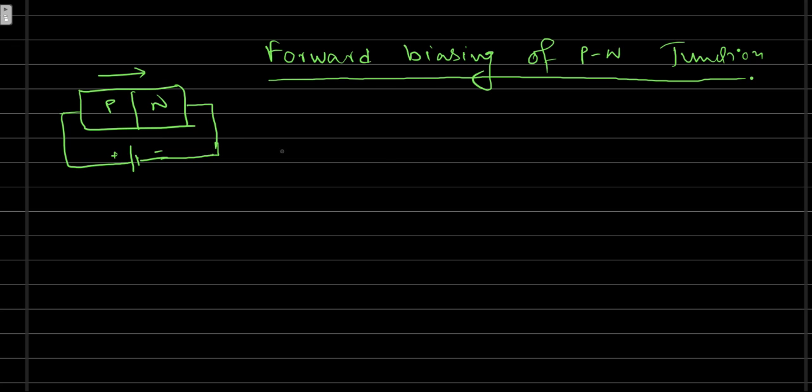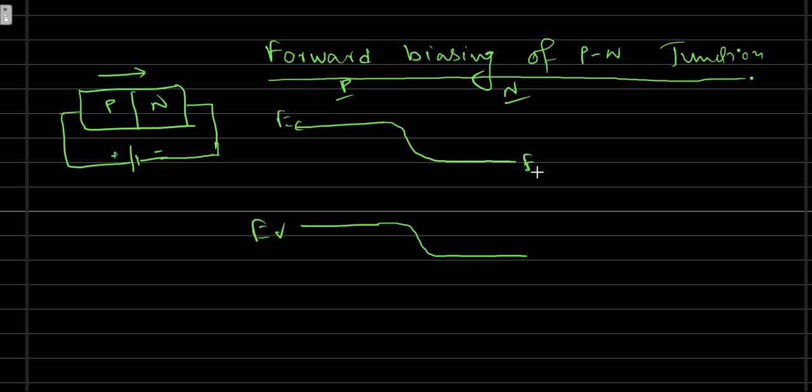So actually what will happen? Let's draw the diagram quickly, without drawing details. This is the conduction band, this is the valence band, this is the P side, this is the N side, this is the conduction band, and this is the valence band at unbiased condition. When you are applying a voltage, we will work with the electron only, because it's much easier to explain the phenomenon by using electrons.